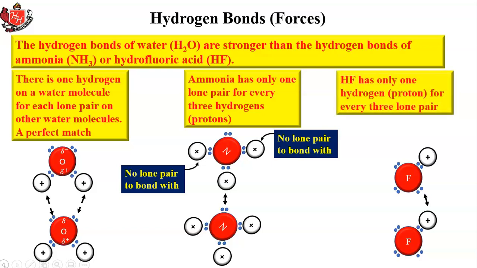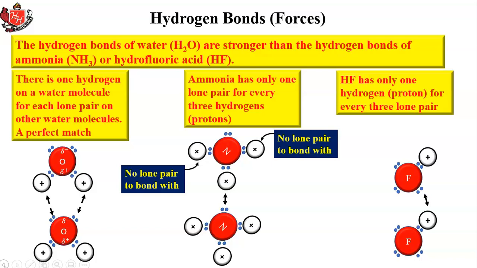Fluorine is just the opposite. So in hydrofluoric acid, it has only one hydrogen proton for every 3 lone pairs. So in that case, if you have 3 times as many girls as you have guys, then the opposite situation arises, but not everybody's going to have a dance partner.